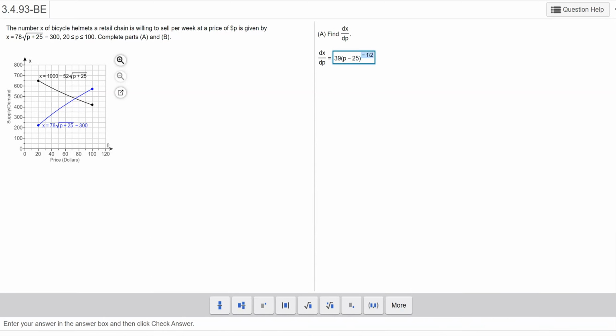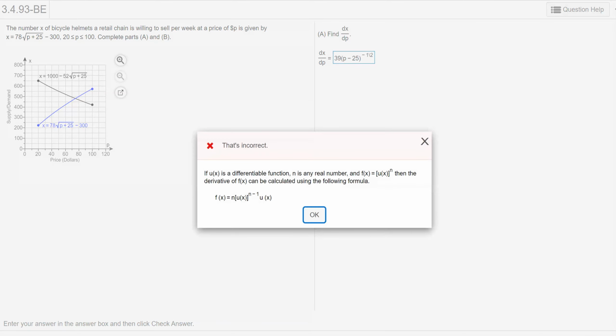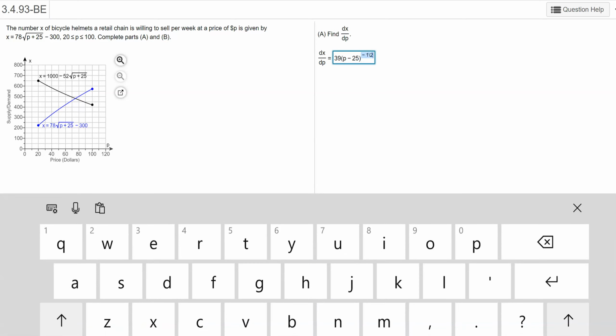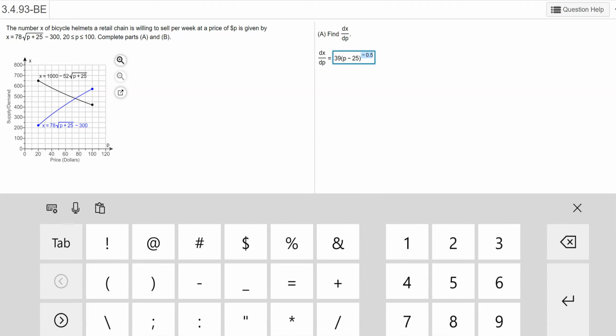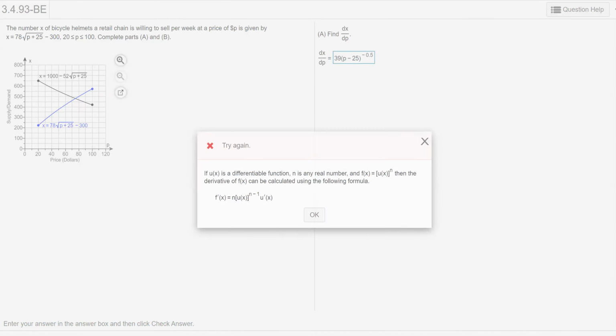Okay, let's see if it'll recognize that fraction. No, I need to change my fraction bar. Did I do the wrong one? Do I have to type it in as a fraction? Okay. You know, I can type 0.5 because that's 1/2. That's easier to type than a fraction. What?